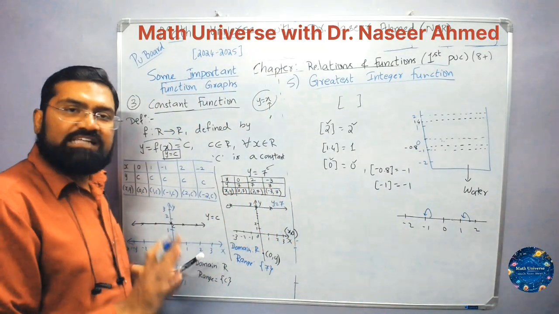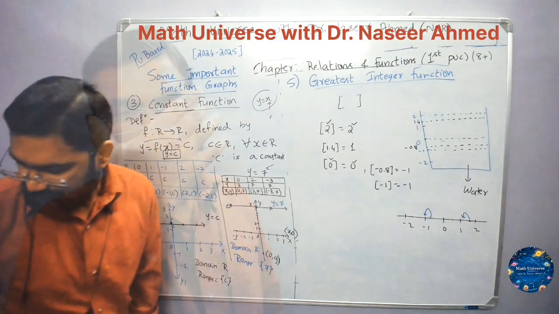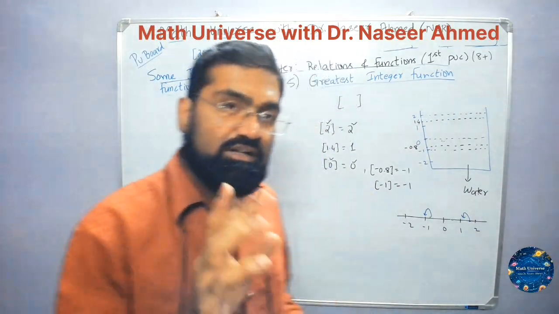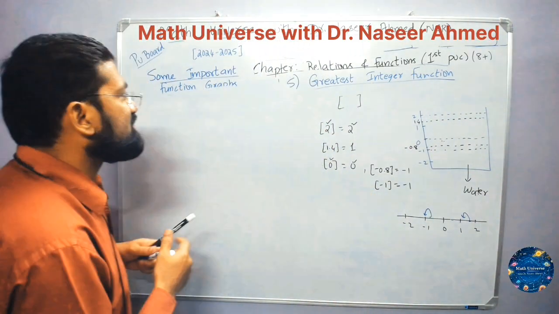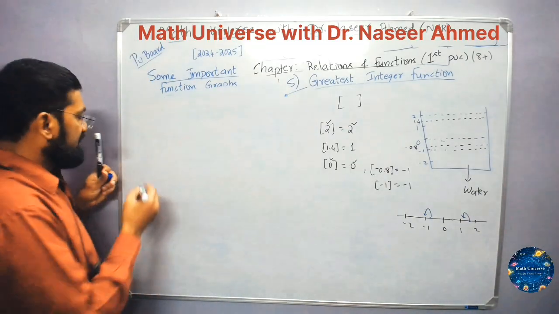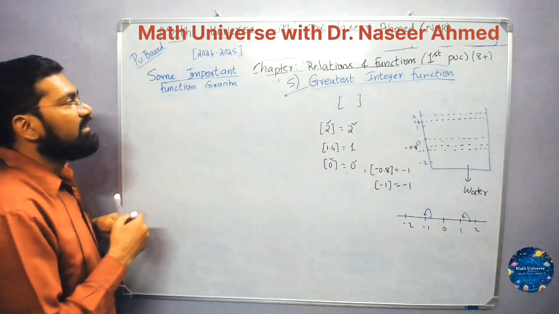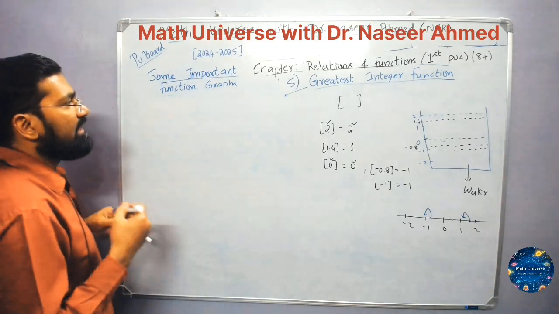Now with this, let us start the greatest integer function. Okay, fine, dear students. Now let us move on to greatest integer function. Now the actual graph starts. See carefully. Understand the things. Now I will plot the graph.